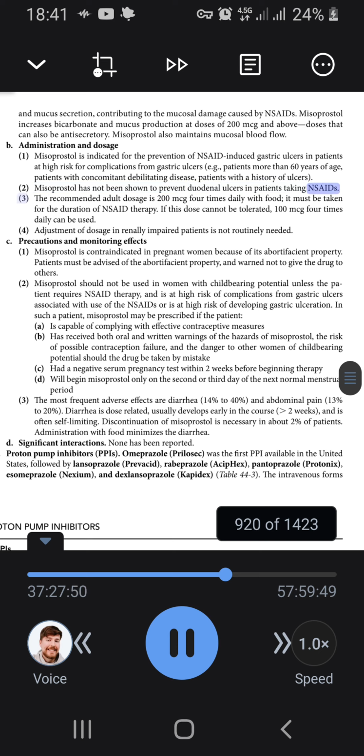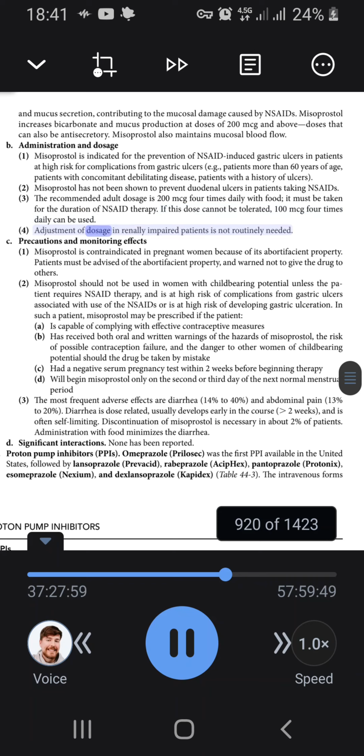3. The recommended adult dosage is 200 mcg 4 times daily with food. It must be taken for the duration of NSAID therapy. If this dose cannot be tolerated, 100 mcg 4 times daily can be used.